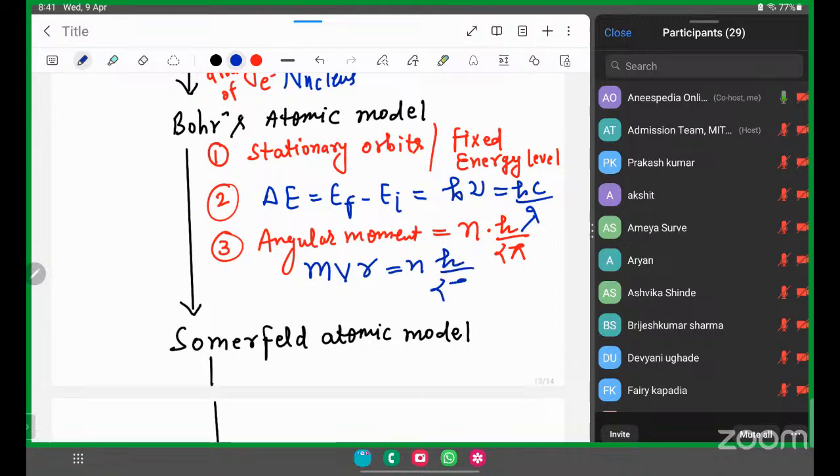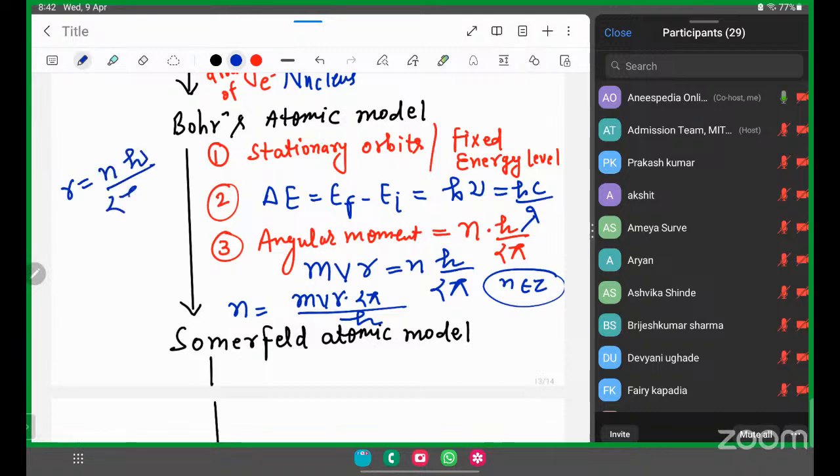Now if you look at the value of n, you will have mvr into 2 pi divided by h. n has to be an integer. So to make n an integer, r has to be arranged in such a way that n gives an integral value. Or you can look at it in a different way. For example, r will be n h upon 2 pi into mv. So if we have the mass of the electron, velocity of the electron, Planck's constant and 2 pi, then r has a definite value according to n.